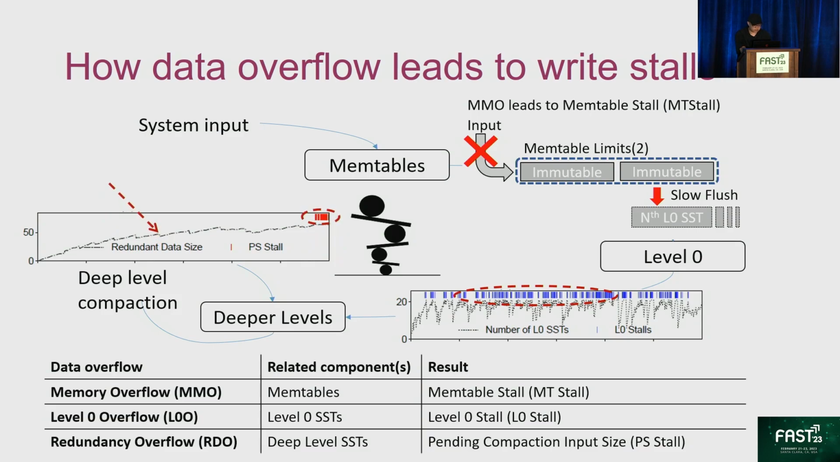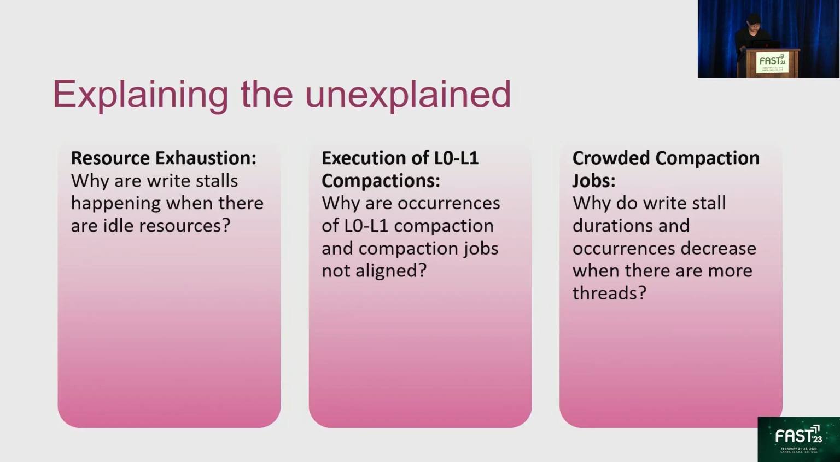When the compaction rate in deep level cannot match the generation rate of the SS tables, redundancy overflow occurs. As shown in this figure, we can see the redundant data size, which is the pending input for the compaction jobs. This redundant data size keeps increasing, and when it exceeds a limitation, it causes write stalls, which we call the pending size of input stall.